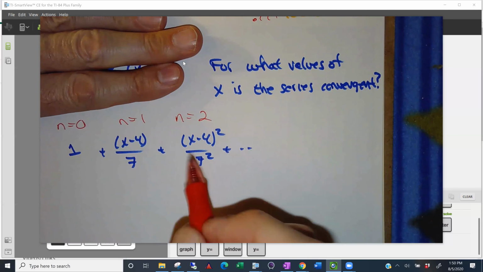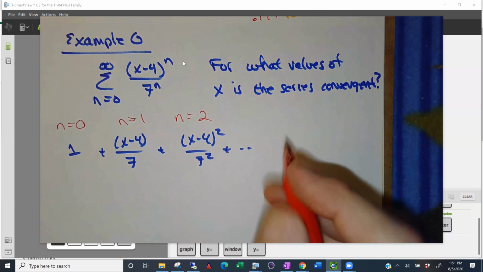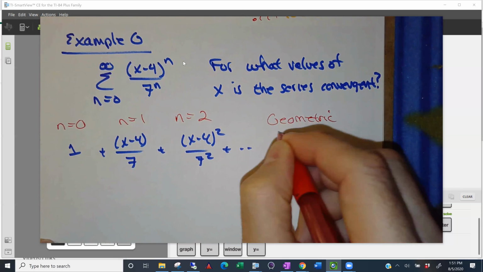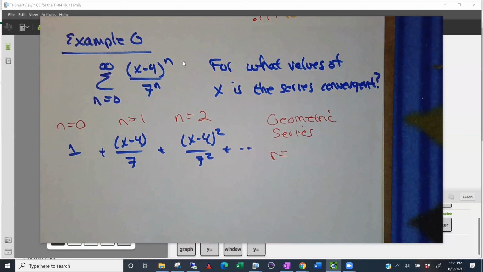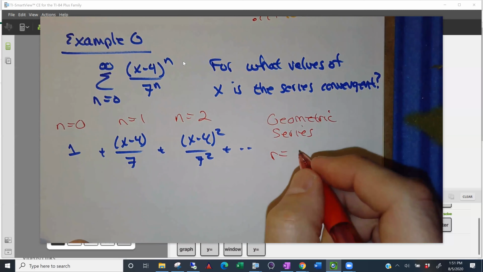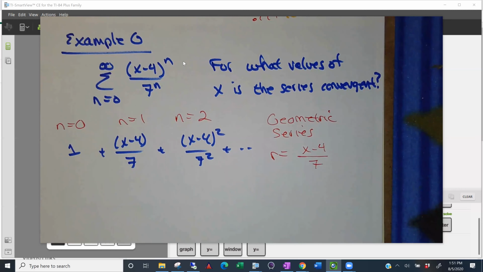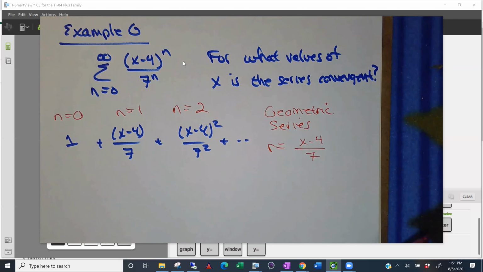So you're multiplying by x minus 4 over 7. So basically, this is a geometric series. What is R? X minus 4 over 7. Perfect. Thank you. X minus 4 over 7. So in order for a geometric series to converge, what do we know has to be true about R? Less than 1. Has to be less than 1.